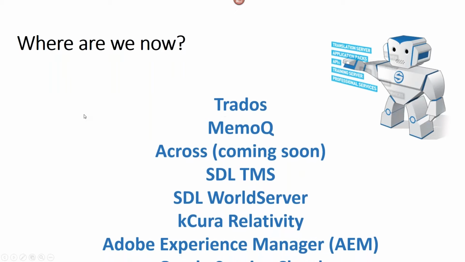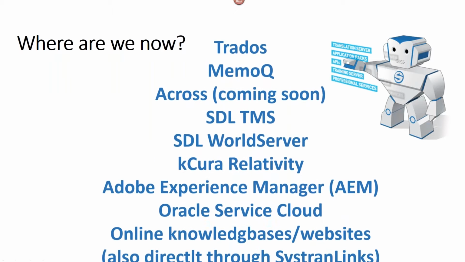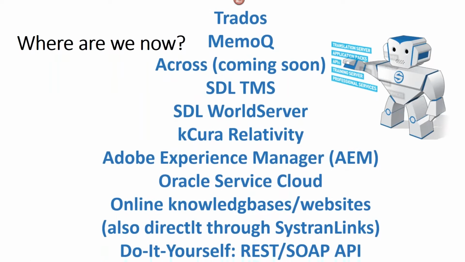Question is also, how do you integrate that? Where is it available? And we are already in quite a number of environments where we have plugins or connectors directly available. One of them that's coming soon is for Across. And of course, there are numerous others that we don't know about, because our customers buy the software and develop their own. Right? It has the API, and that's the do-it-yourself option you see at the bottom here. With the REST protocol, the SOAP protocol, you can integrate it into your own tools.